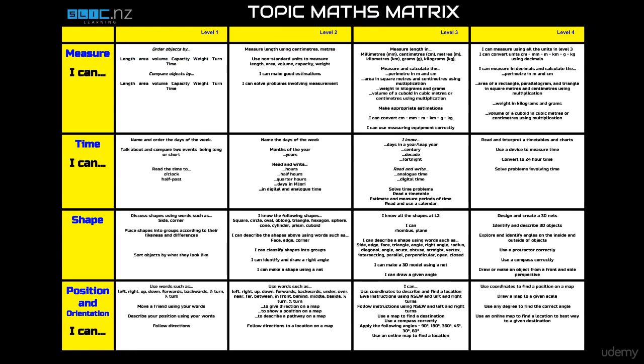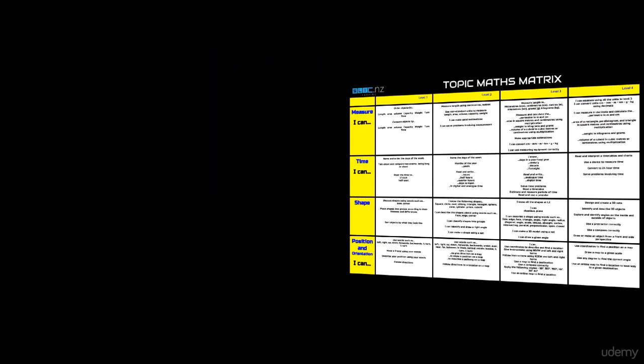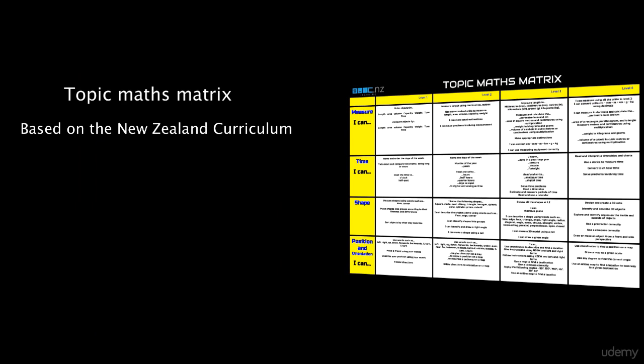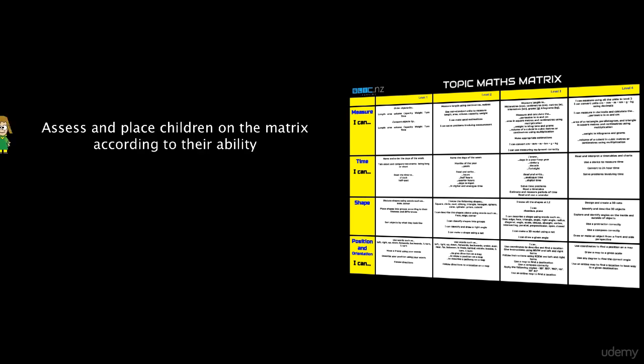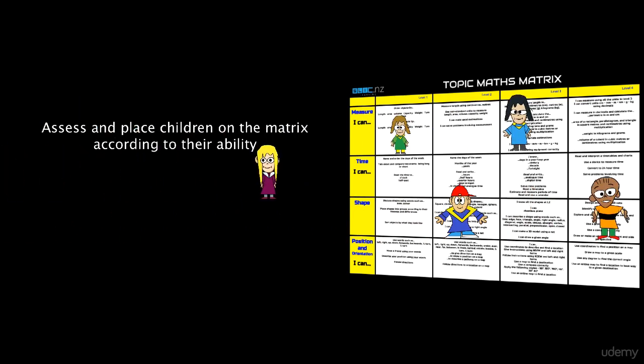Let's look at maths, for example. This is a topic maths matrix based on the New Zealand curriculum. It has been created in Google Docs and split into the 4 levels of the curriculum. However, you could put it into stages or groups if you don't like the children working in levels. The children will need to be placed on the matrix according to their ability and beginning of year assessment.